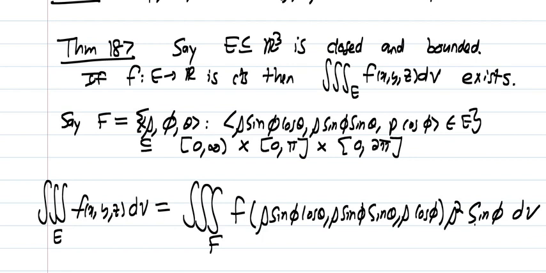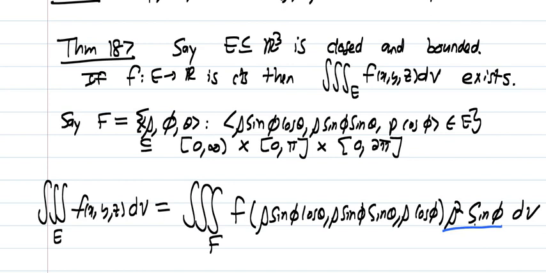Then the transformation theorem says that the triple integral of f over E is the triple integral of the integrand over region F, being described using spherical coordinates. And you replace x with rho sine phi cos theta, y with rho sine phi sine theta, and you replace z with rho cos phi. Remember the Jacobian, very important.